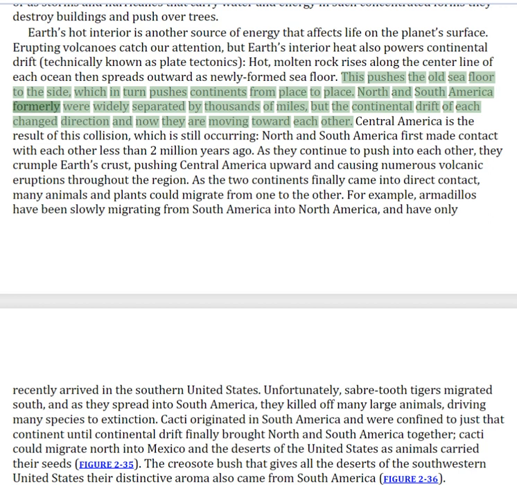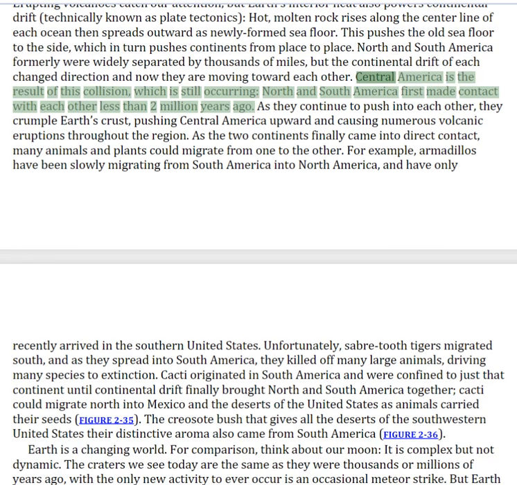North and South America formerly were widely separated by thousands of miles, but the continental drift of each changed direction and now they are moving toward each other. Central America is the result of this collision, which is still occurring. North and South America first made contact with each other less than 2 million years ago.